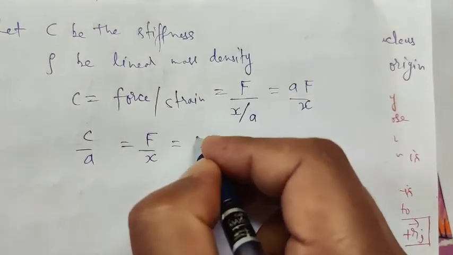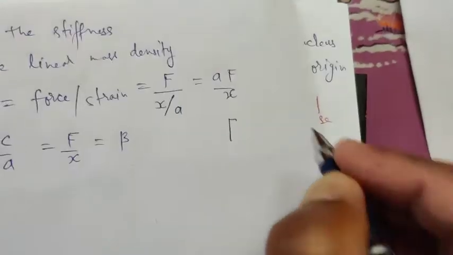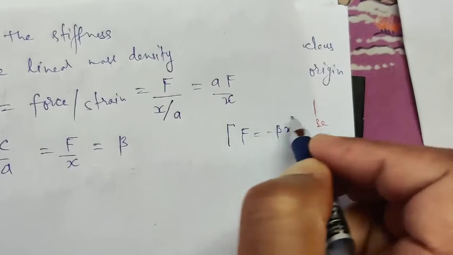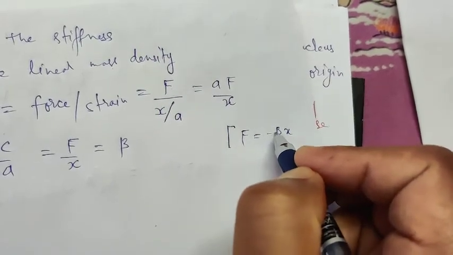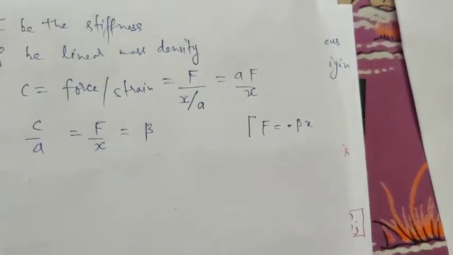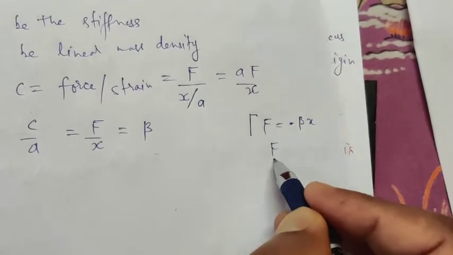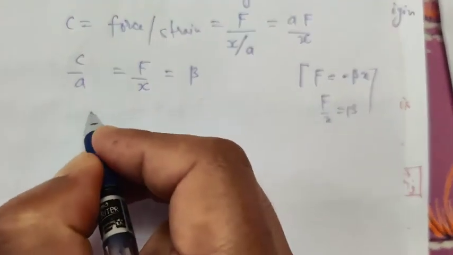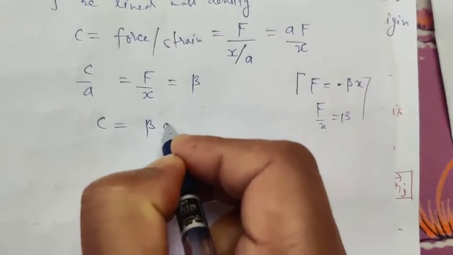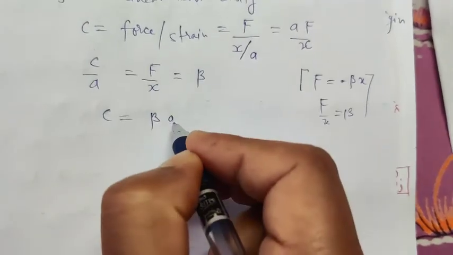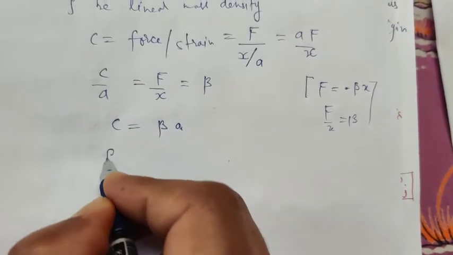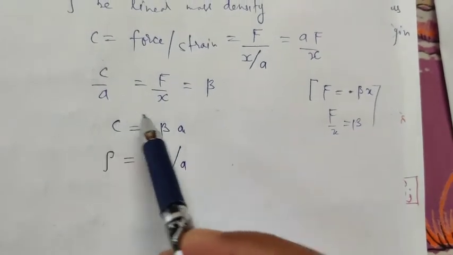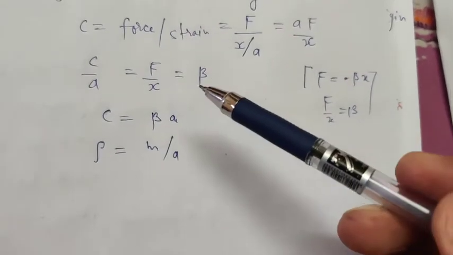This will be the spring constant beta, because from Hooke's law this will be minus f upon x in terms of vector. In scalar or magnitude terms, the minus sign is omitted. Therefore f upon x is equal to beta, and c is equal to beta into a from here. Linear mass density rho is equal to mass upon length. Now we divide by this equation.